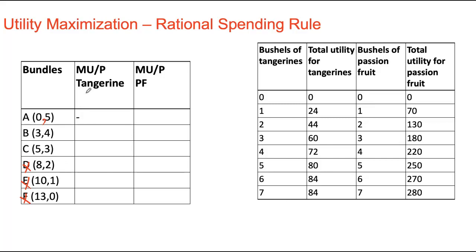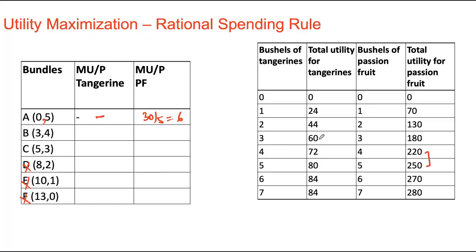All you have to do is now compare the marginal utility per dollar of a tangerine at a given consumption bundle to the marginal utility per dollar coming from passion fruit for that given consumption bundle. So when I'm at bundle A, I'm not consuming any tangerines and I am consuming 5 bushels of passion fruit. So for 5 bushels of passion fruit, what's the marginal utility? It's 30 utils, and 30 utils divided by the price, which is 30 divided by 5, is 6.